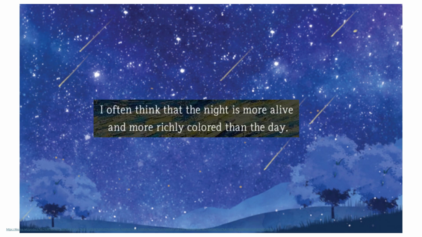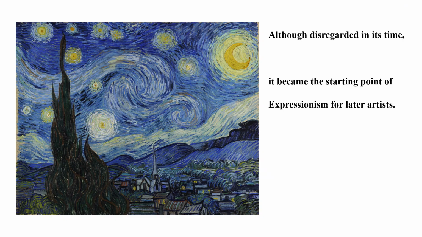For Van Gogh, the night sky was not a dark void, but was filled with vibrant blues, purples, and green. He once said, I often think that the night is more alive and more richly colored than the day. For him, the stars and the sky symbolized hope and meaning. Although dismissed during his lifetime, this work later became recognized as a precursor to Expressionism, inspiring future generations of artists.